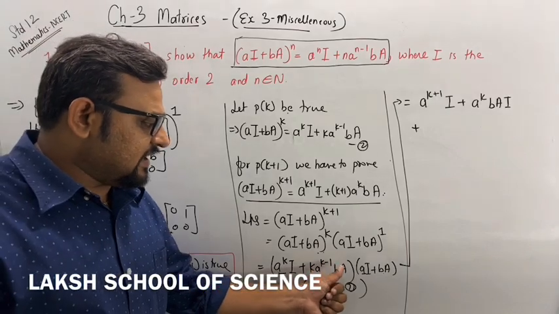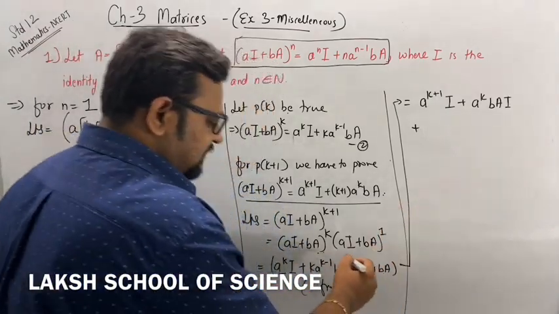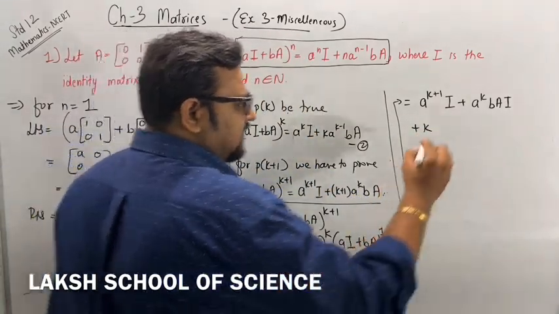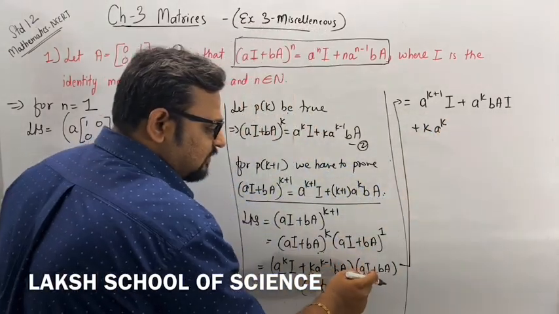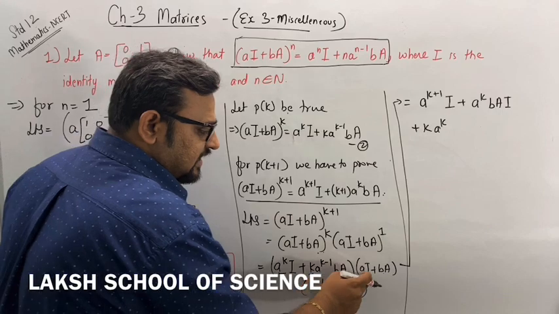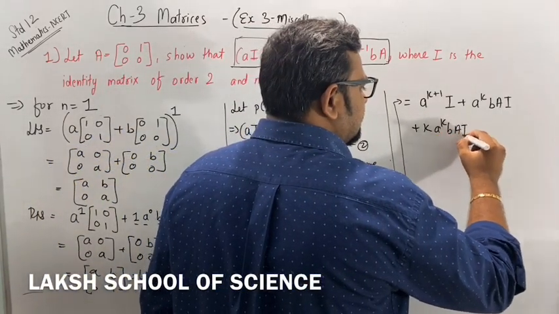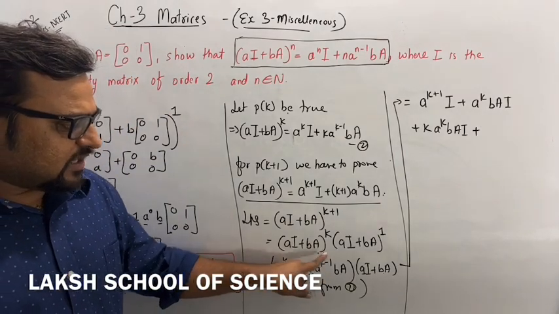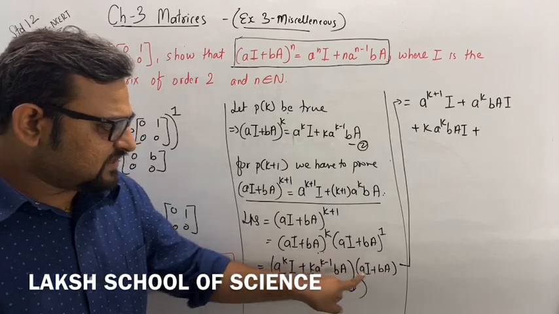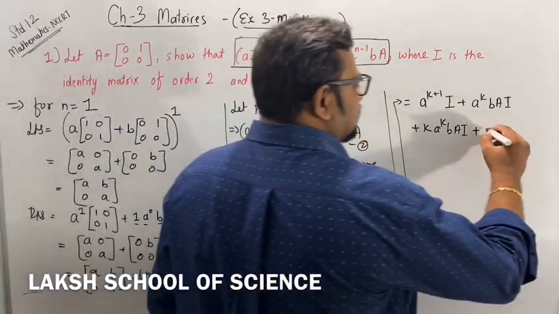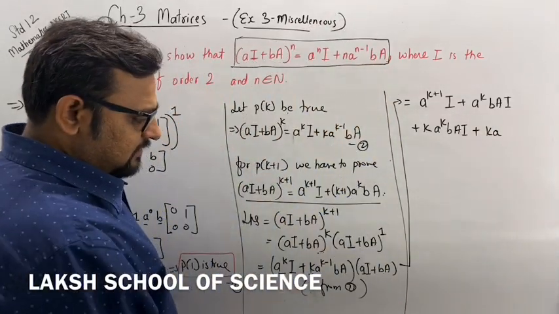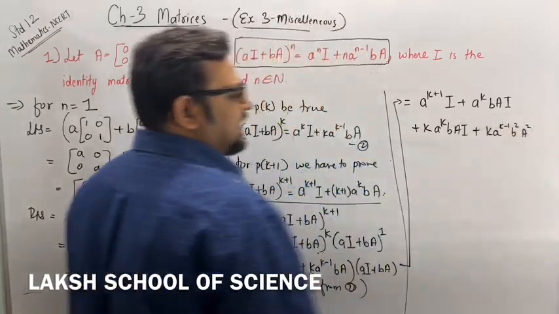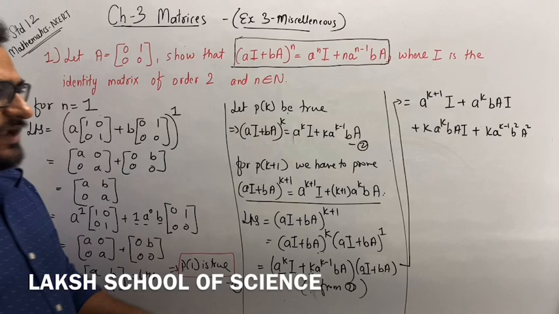K A raised to K minus 1 into AI BA means first let's write down K A raised to K minus 1 into A raised to K minus 1 plus 1. Clear? BAI plus K A raised to K minus 1 B into B square A into A square. So K A K minus 1 B square into A square. Okay, let's name this as 3.